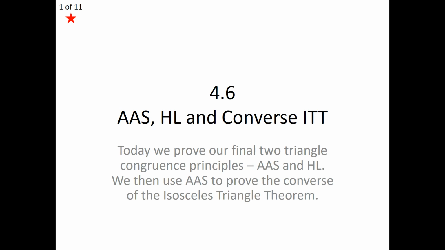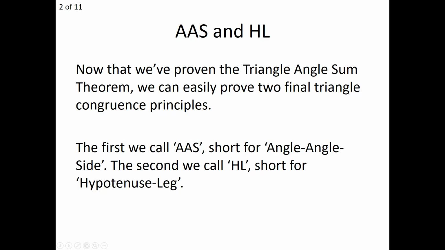To finish the lesson off, we're going to talk about the converse of ITT. We saw back in Chapter 3 as well that to prove the isosceles triangle theorem, we needed congruence of side angle side. Well, now with the use of angle side, we can then prove the converse of the isosceles triangle theorem, which again we'll see at the end of the lesson. Let's jump into our last two triangle congruence statements.